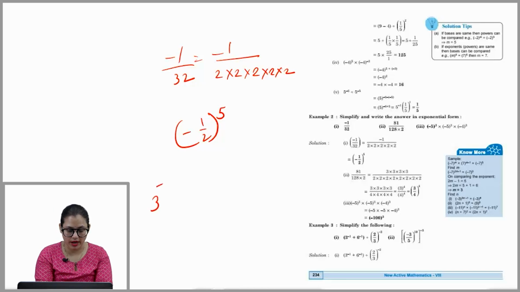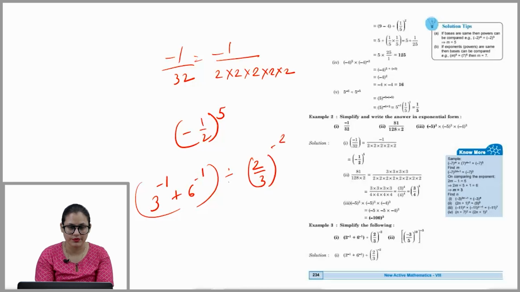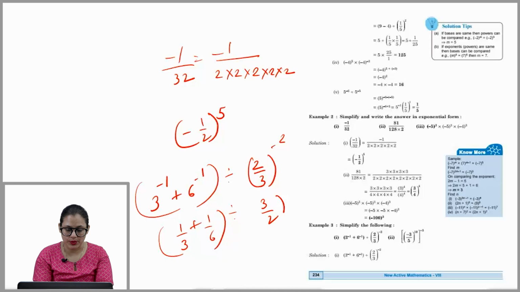Okay, example 3. Simplify. 3 raised to the power minus 1 plus 6 raised to the power minus 1 divided by 2 by 3 raised to the power minus 2. First, 1 by 3 plus 1 by 6 divided by 3 by 2 whole square. Okay, now let's take the LCM. 6, 2 plus 1 divided by 3 raised to the power 2. Okay, now what will you get?